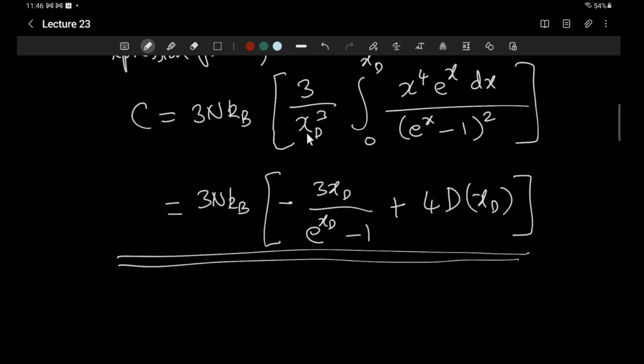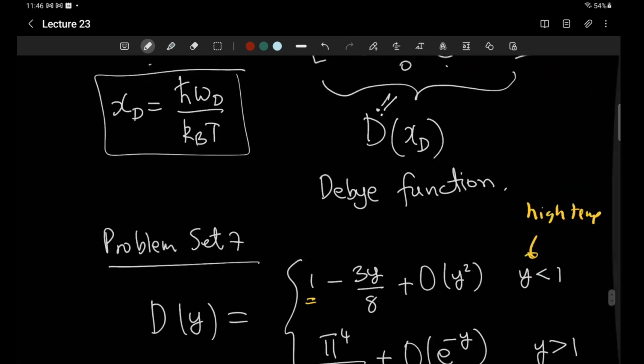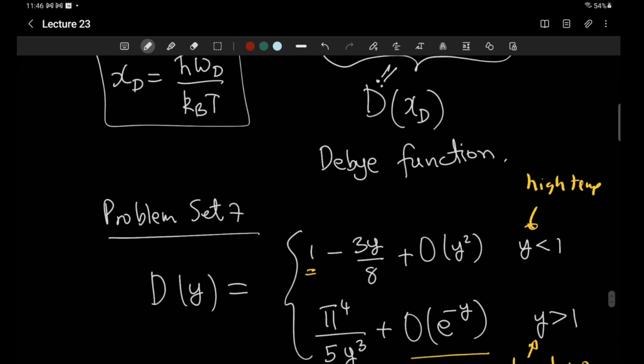Yes, sir. About problem set 7, you asked us to prove that question. So how should we be doing it, by Taylor series expansion? Yeah, good question. So come back and let's look here. Where was the definition of the Debye function? Let's do it for y less than 1.